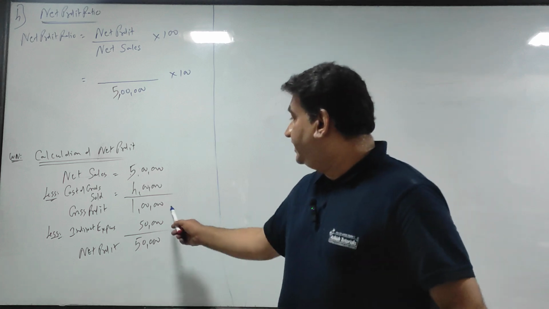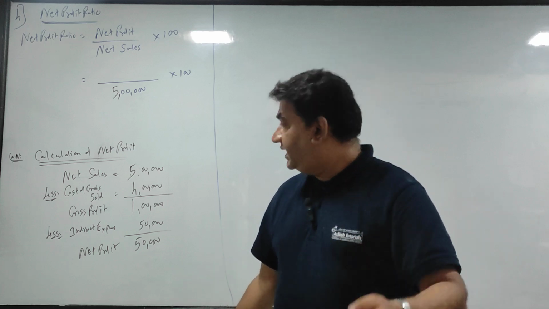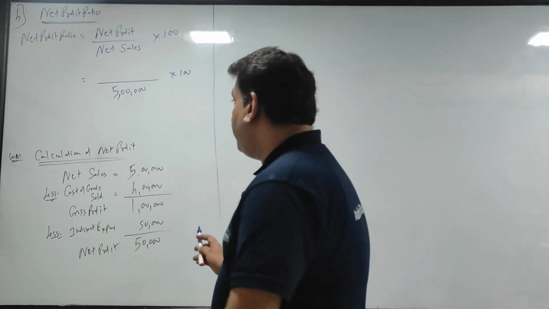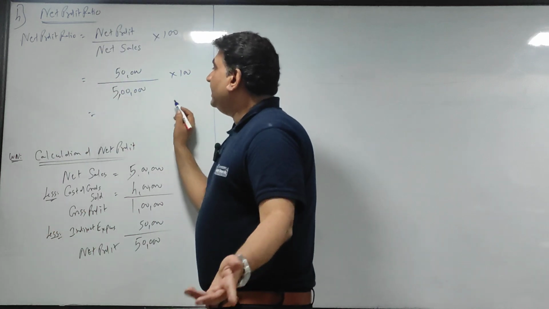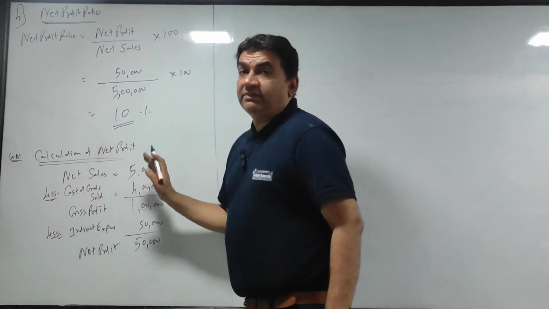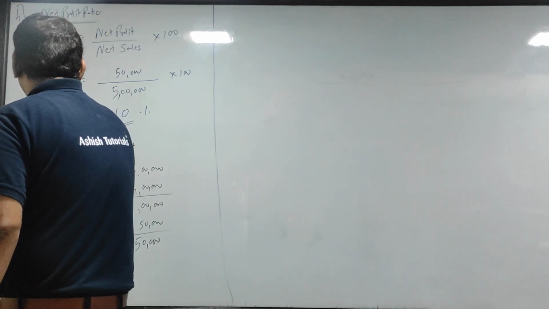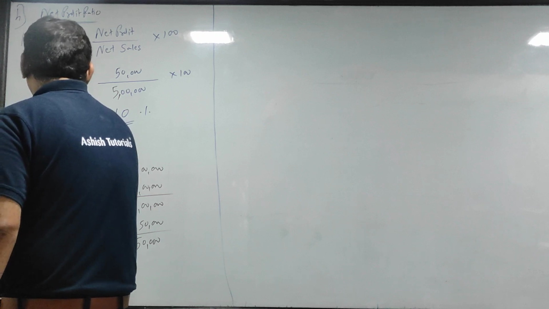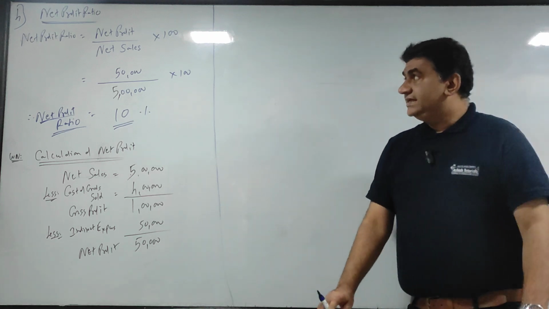Got it? I'll repeat. We did previous sum gross profit. Indirect expenses are those expenses which are debited to P&L. So gross profit में से indirect expense को minus करो, gives you net profit. Now go back. Net profit 50,000 into 100 upon 5 lakh. If you calculate, you will get 10. And because you have multiplied by 100, you will express it in terms of percentage. Therefore, my net profit ratio is 10%.